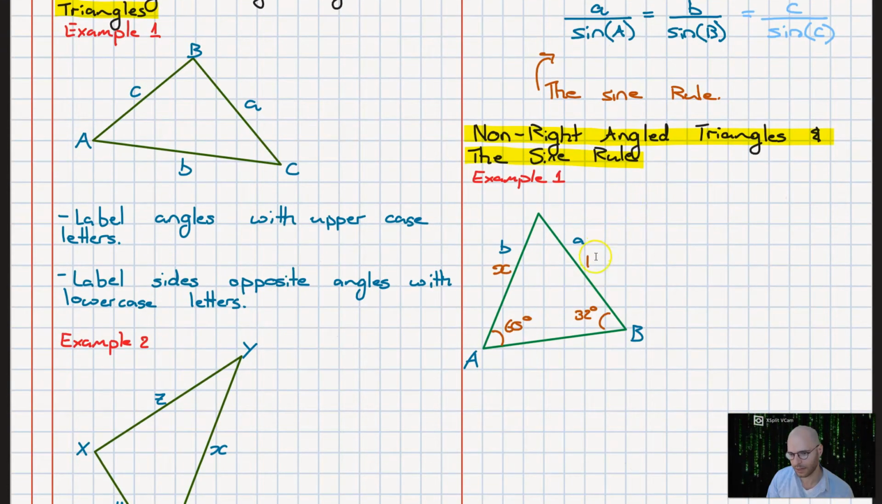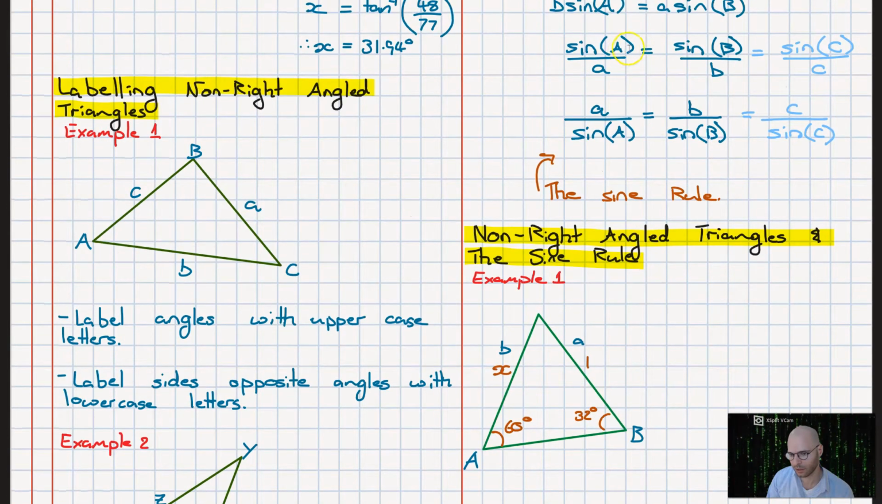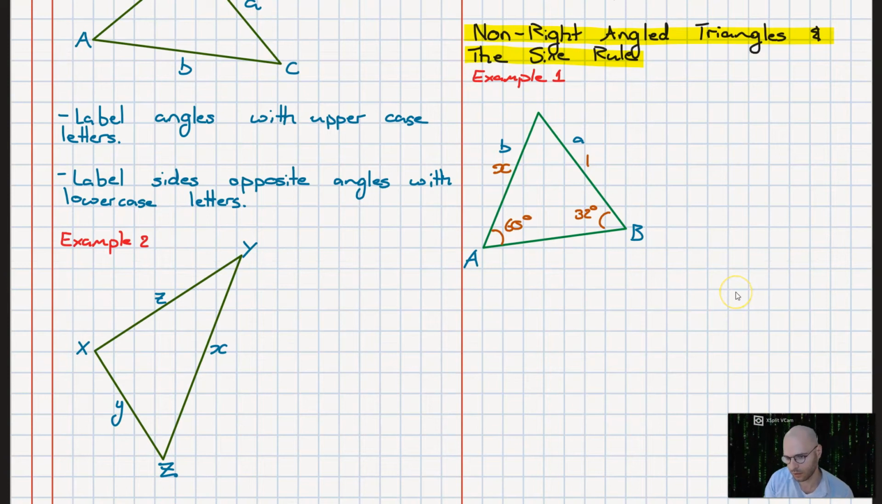What you're going to find is that if you pick a rule where the unknown is in the numerator, it makes it quicker to organize and to solve. So in our case, we're doing a side length. So what we're going to do is we're going to pick this form here. So the side lengths are on the top. So we're going to go B over sine B is equal to A over sine A.